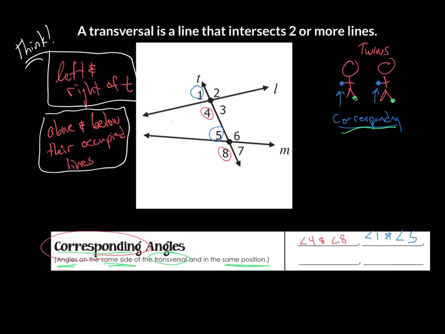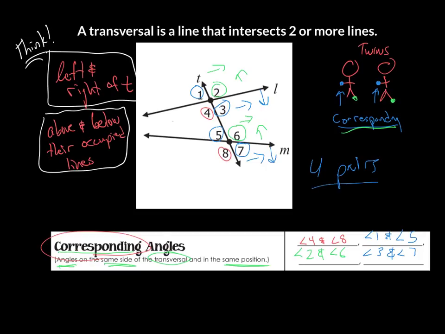To the right and above, we have 2 is to the right of the transversal and above L. 6 is to the right of the transversal and above M. So angle 2 and angle 6. And then lastly, the last group standing, 3 and 7, angle 3 and angle 7. And not just because they're the last ones, but 3 is to the right, 7 is to the right, 3 is below L, 7 is below M, corresponding. And there you have the 4 pairs of corresponding angles. Corresponding are the only pairs of angles that have 4. The rest only have 2.